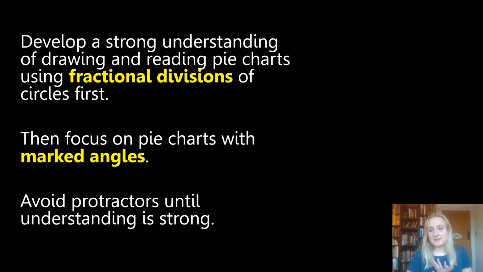So this seems to me to be the absolutely sensible starting point in primary school and going through into secondary: avoiding angles altogether in the initial stages of teaching pie charts. All we're going to do is start with drawing and reading pie charts with fractional divisions. Then only once we've got a really strong understanding of that, and of how pie charts make sense, do we move on to pie charts that have angles marked on them. And only at the very end do we go anywhere near protractors, where students have to draw their own angles, because we know that in itself is a difficulty.